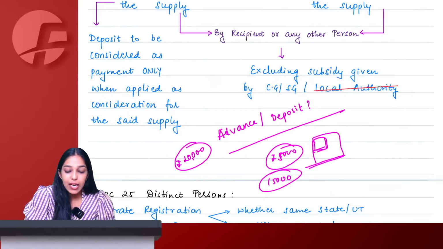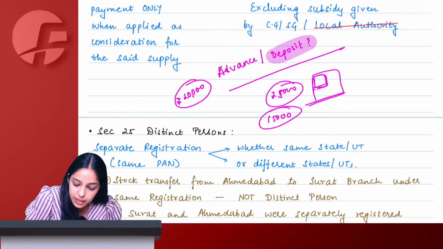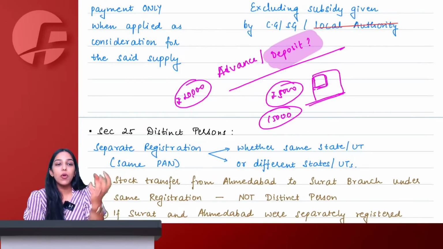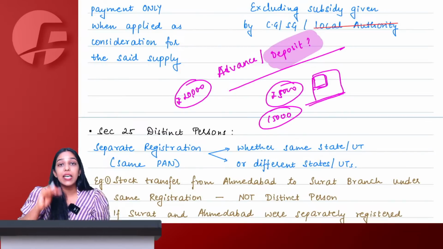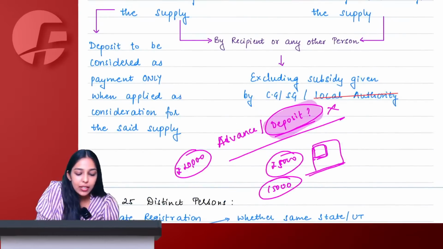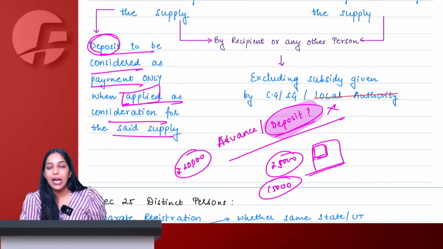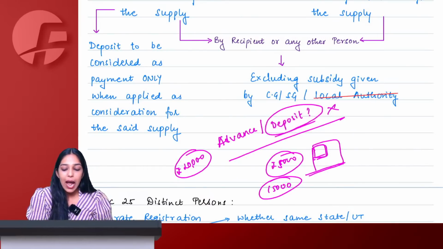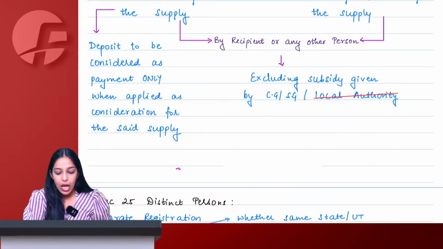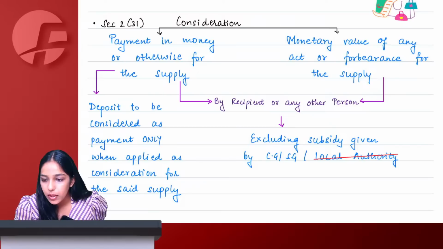Which means advance is basically given for a supply of goods or services which will be adjusted against an invoice in the future. That is the consideration. But deposit is purely refundable in nature, and therefore deposit, unless actually applied for the supply, will never be considered as consideration. So deposit you can consider as payment only if it is actually applied for any supply. Otherwise, deposit is not a consideration, and central government or state government subsidy is not a consideration. Otherwise, all the money or monetary value that you are paying for a supply, to do something, to not do something, everything is considered as consideration only.